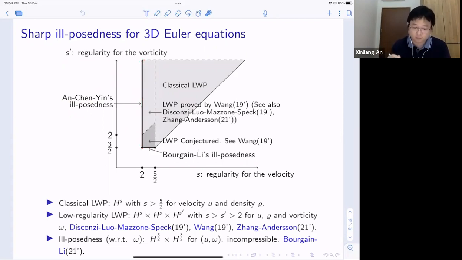So which means if we consider this picture, our result will be sharp with respect to the regularity of velocity. Together with Bourgain-Li's ill-posedness, we think that we have a relatively clear picture about what the ill-posedness mechanism would be. We expect that there will be a small region we haven't proved yet about the local well-posedness part.